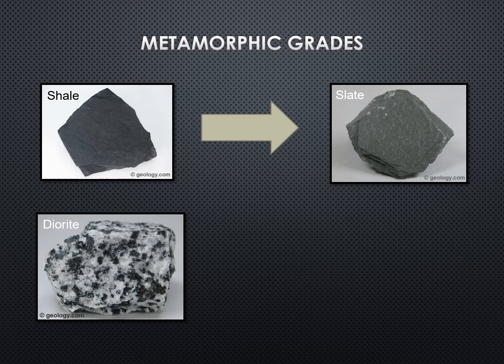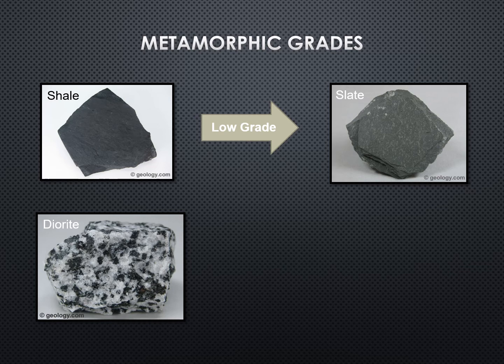You may be familiar with slate, maybe from construction or something like that. But slate, again, is a metamorphic rock that forms under low-grade conditions, which again is low temperature and low pressure conditions. So we tend to find a lot of slate closer to the surface of the earth than what we find in the next example.